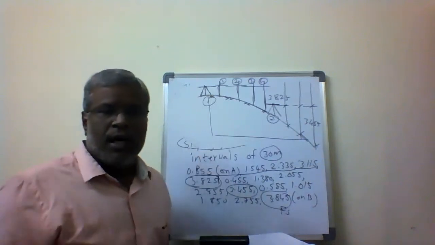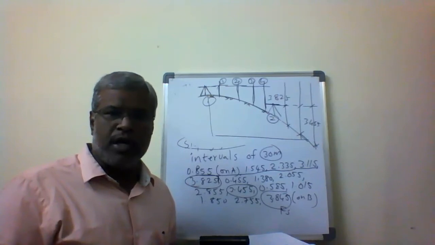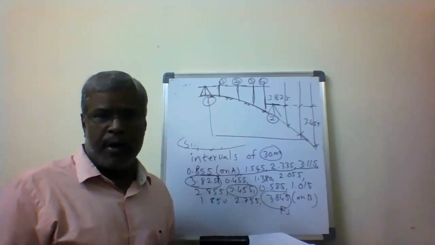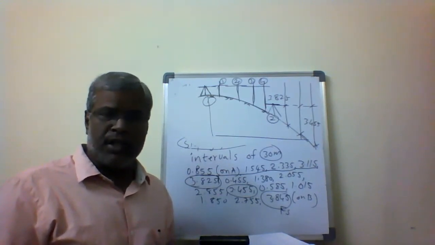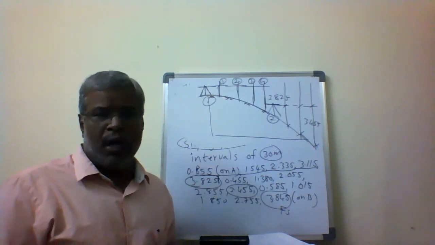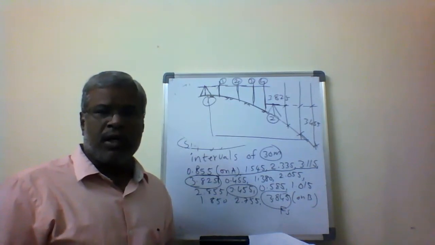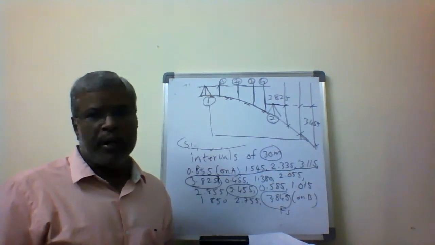This is the schematic diagram showing how the staff readings vary while moving from the starting point to the end point. The staff readings keep on increasing. Nearer to the instrument the staff reading is low, and beyond the leveling instrument the staff reading keeps increasing until at a certain point it is not visible. Then we have to shift the instrument, and the procedure continues till we reach the end point.